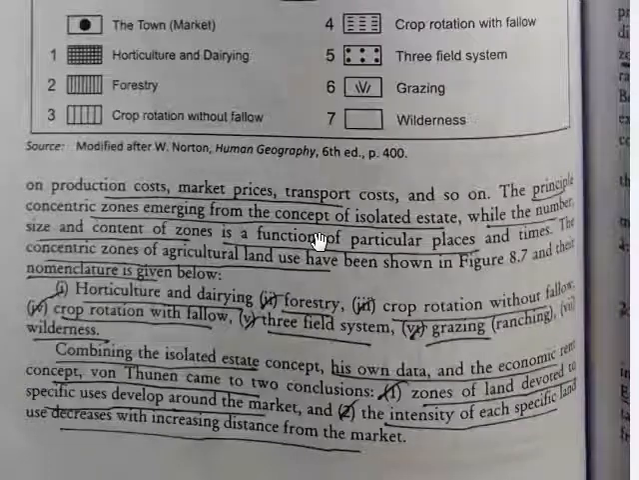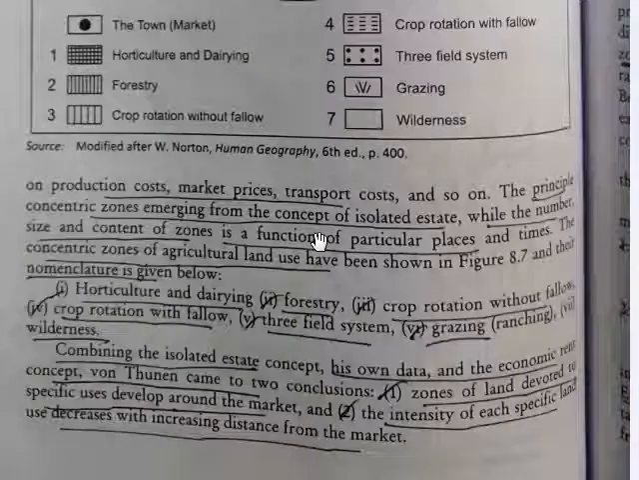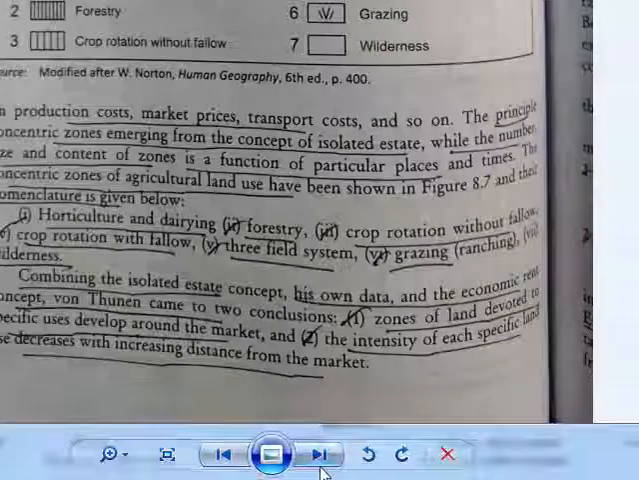Combining the isolated estate concept, zone data, and the economic rent concept, von Thunen came to two conclusions. First, zones of land devoted to specific use develop around the market. Second, the intensity of each specific land use decreases with increasing distance from the market.